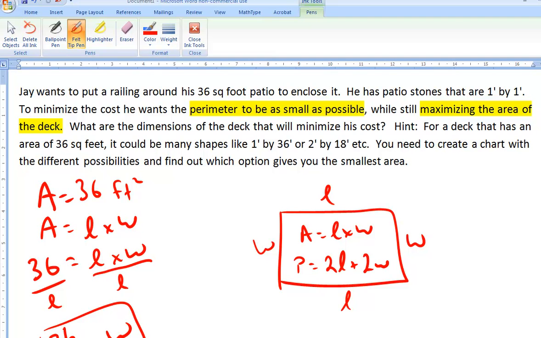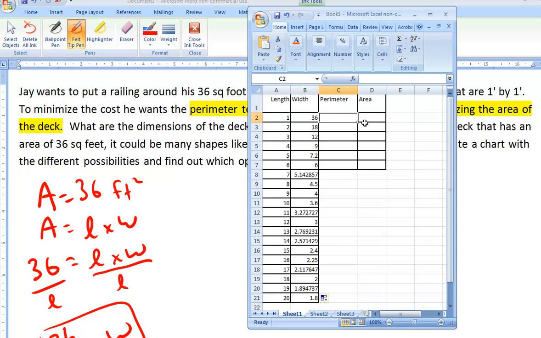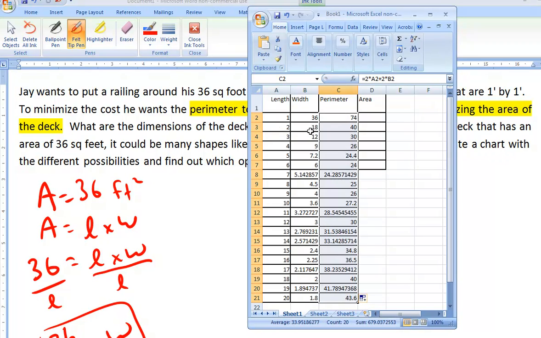So let's go back to my Excel spreadsheet. The perimeter is going to be equal to, and it'll do it for me, 2 times whatever's in the length plus 2 times whatever's in the width. Enter. And I can zoom that down now, and it's always going to do 2 times the length plus 2 times the width. The area should be the same all the time. We're going to say equals whatever's in the length times whatever's in the width. Enter. And it's always going to be 36 because we want to keep that the same.